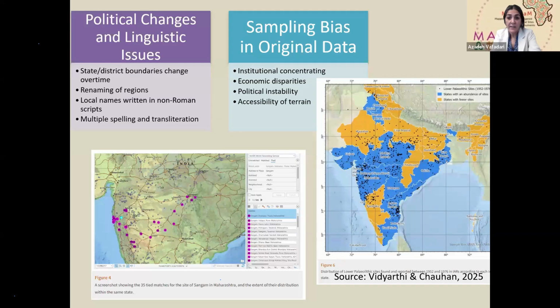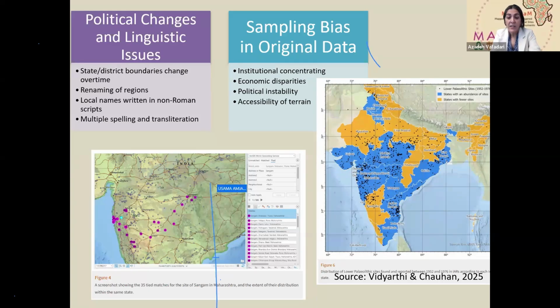After plotting these sites, the authors note that the distribution of sites does not only reflect prehistoric patterns, as you can see on this map. It also reflects where researchers were based, which states had stronger economies, where institutions were located, and which regions were politically stable enough for fieldwork. So clusters may reflect research bias rather than actual prehistoric density.